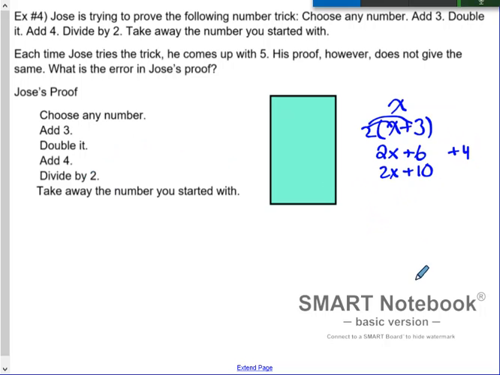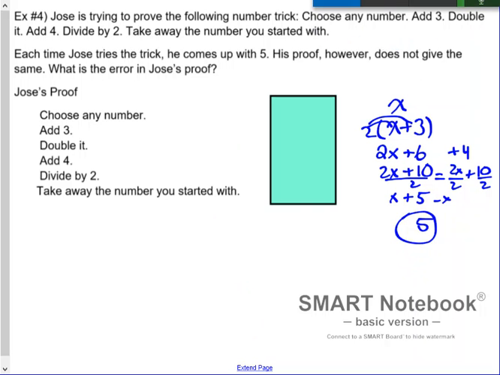Now I need to divide by 2. So I need to take 2x plus 10 and divide that by 2. 2x divided by 2 is x, and 10 divided by 2 is 5. So I get x plus 5, right? I have to divide both of them by 2. And then take away the number that I started with. The number that I started with was x, any number. So minus x, and I end up with 5.